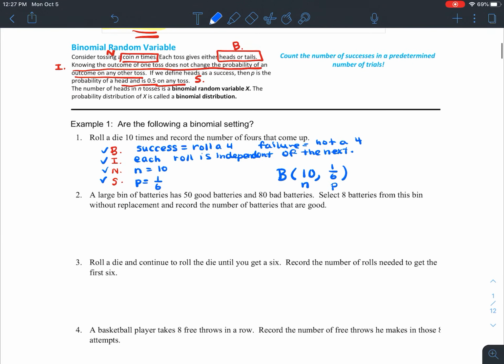Again, going through these same acronyms here. We have a large bin of batteries. There are 50 good batteries, 80 bad batteries. We want to select 8 batteries from this bin. It mentions that we're going to be doing this without replacing the batteries back in between each selection. And we want to record the number of batteries that are good. So a success is what we're recording, that would be a good battery. That makes a failure a bad battery. So we're going to define those.